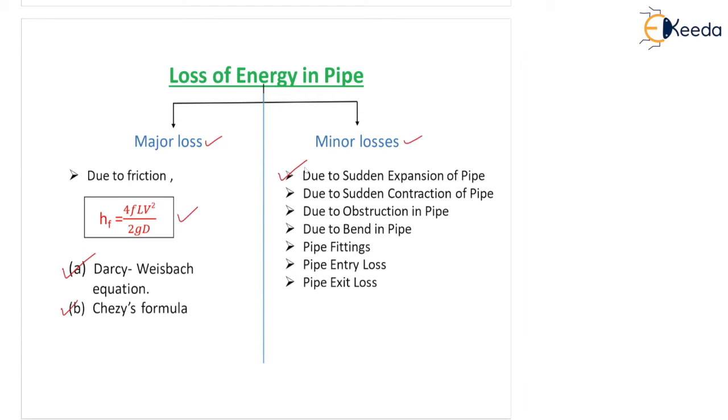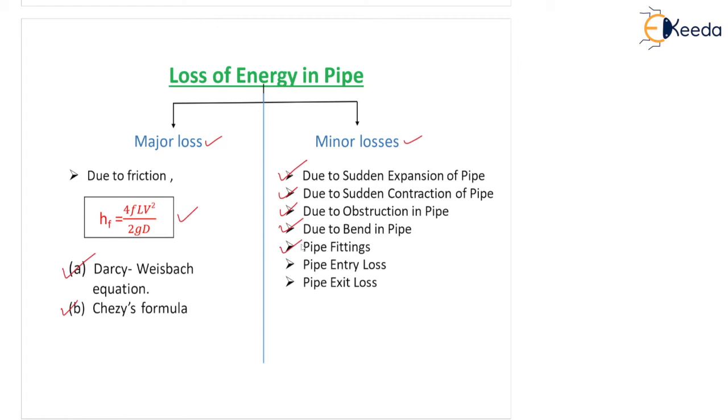Case 1 is due to sudden expansion of pipe. So you know the difference between sudden expansion and gradual expansion. Second one is due to sudden contraction of pipe. Contraction and expansion both are just opposite to each other. Then due to presence of some obstruction in the pipes, any solid object present in the pipe is called obstruction. Due to bend in the pipe, the bend angle may be 90 degree, 40 degree, 70 degree. So whenever there is a bend in the pipe, it will also lead to losses.